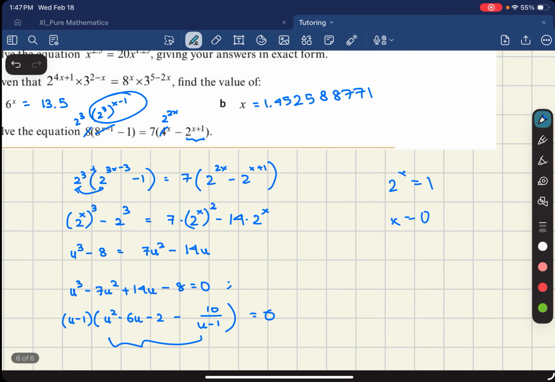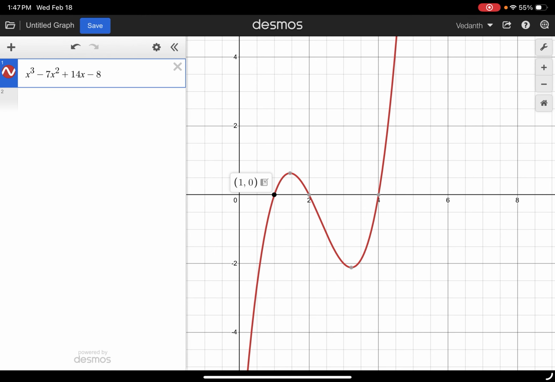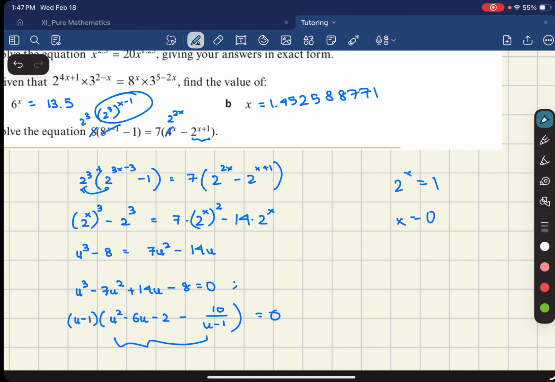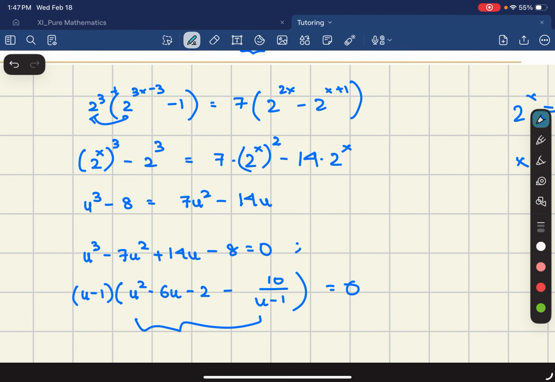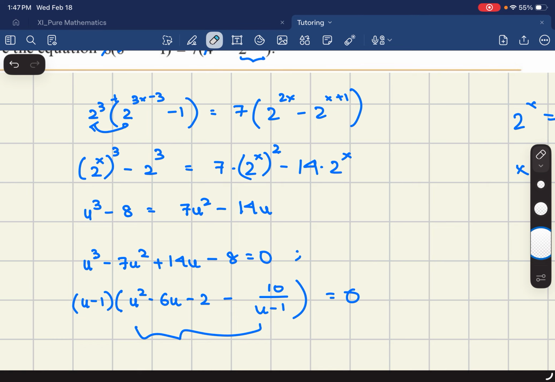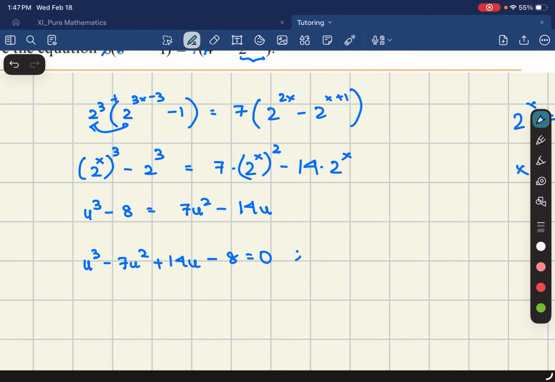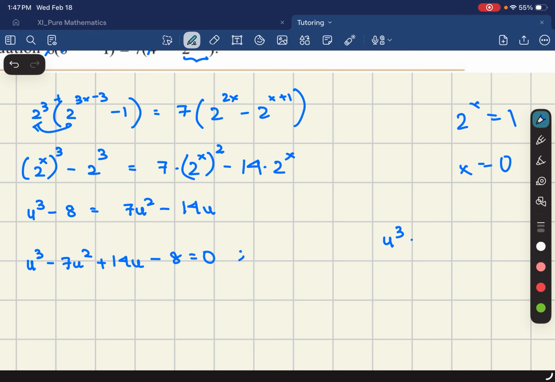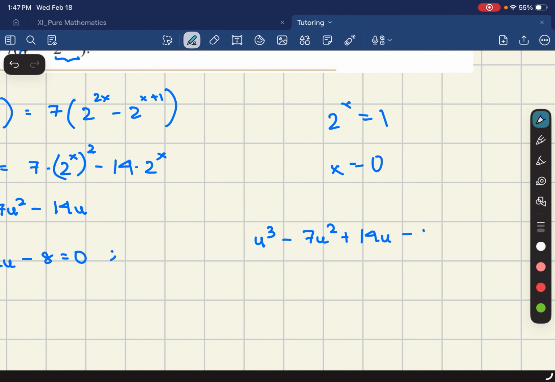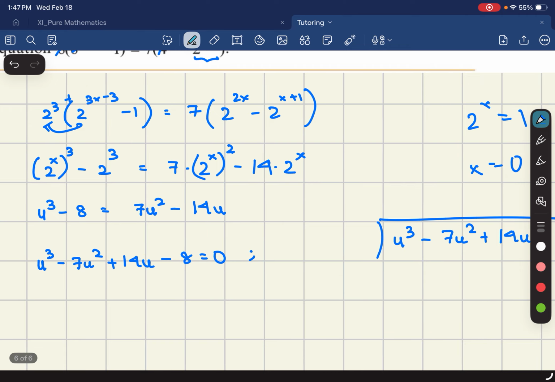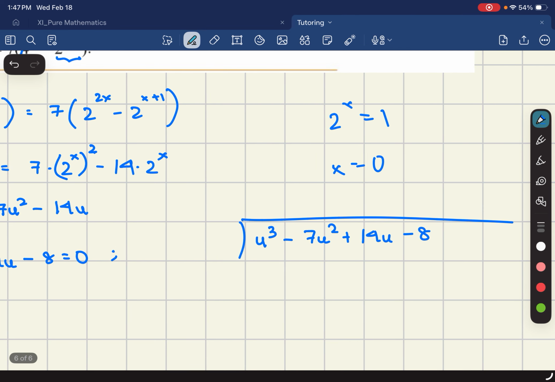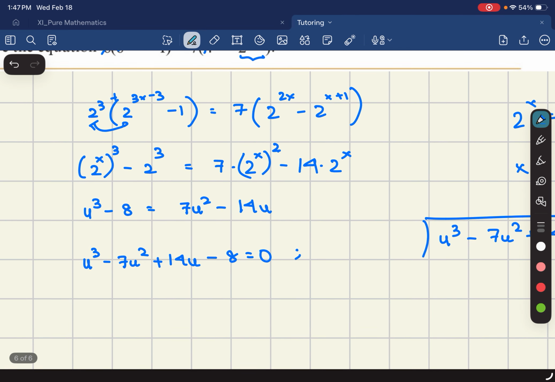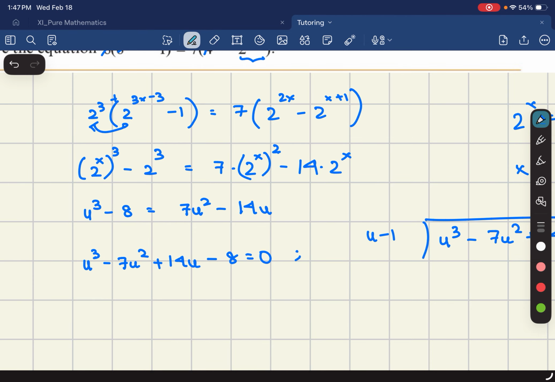So it has roots at 1, 2, and 4. So we figured out 1. So I think we made a mistake while doing the division. So let's just go back to our division board. I'm so sorry about that. So we're gonna redivide and figure out our solution. So we were saying that u minus 1 is gonna be a factor.